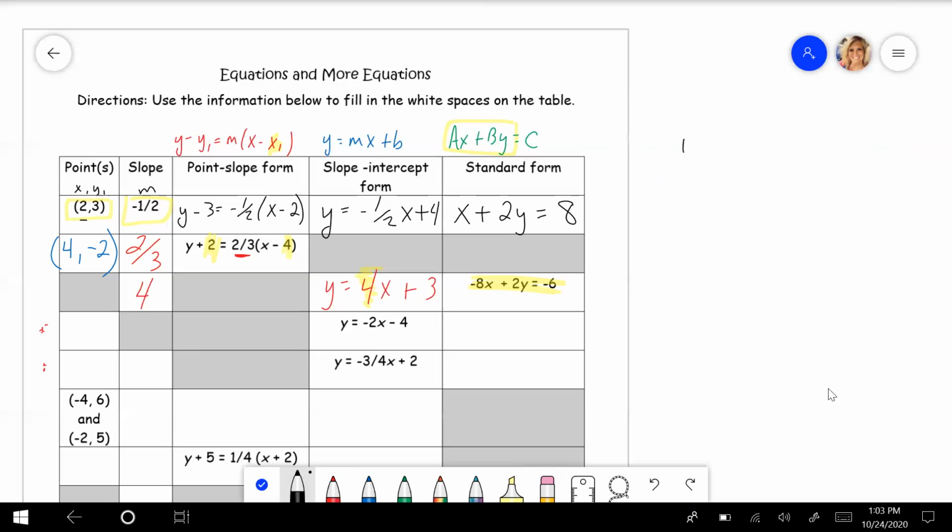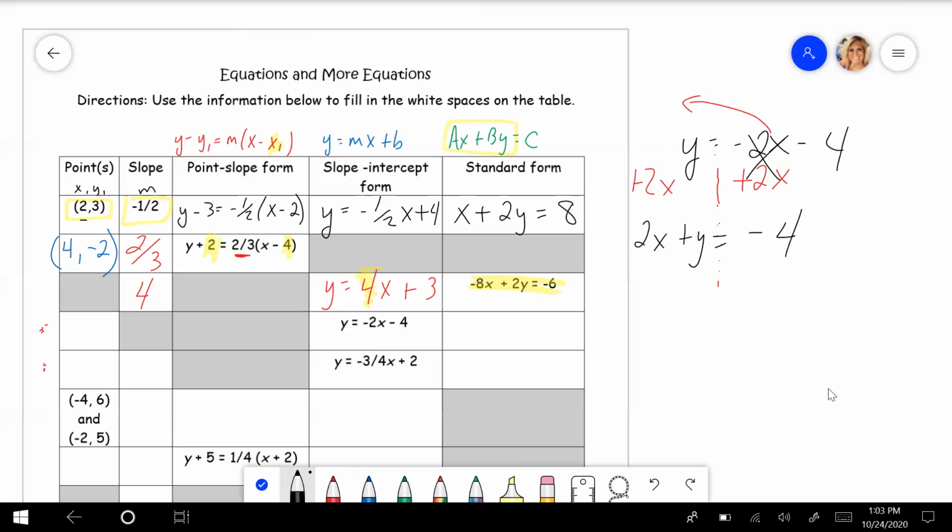So the first one says y equals -2x minus 4. I need to get this into standard form. That means the x and the y need to be on the same side of the equation. So I need to get this 2x to the other side. It says minus 2x, so the opposite of minus 2x is plus 2x. So I'm going to add 2x to each side. So we get 2x plus y equals, these cancel, -4.